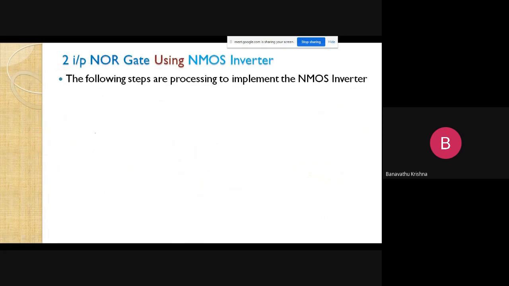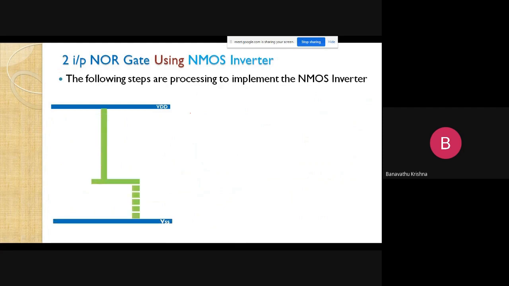Next case: two input NOR gate using NMOS inverter, right? The same procedure, VDD, VSS. Let us see here. So here it is performing a plus operation. In the previous case, the NAND gate was performing the product operation.